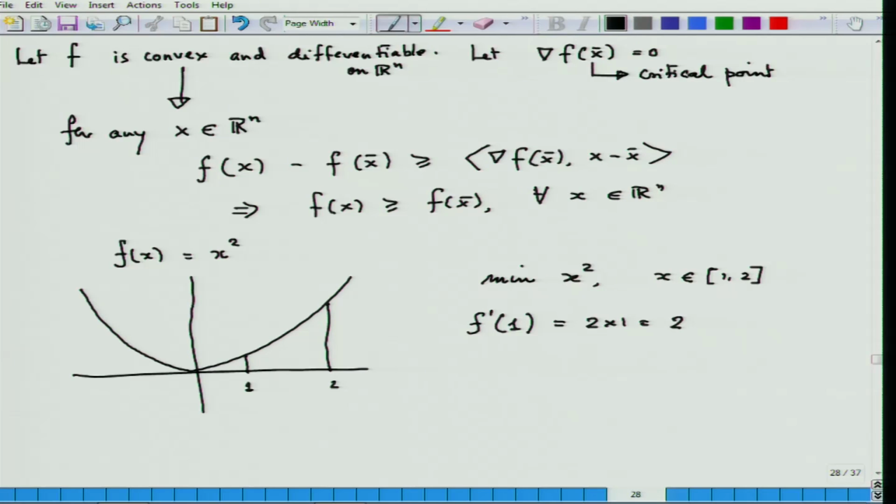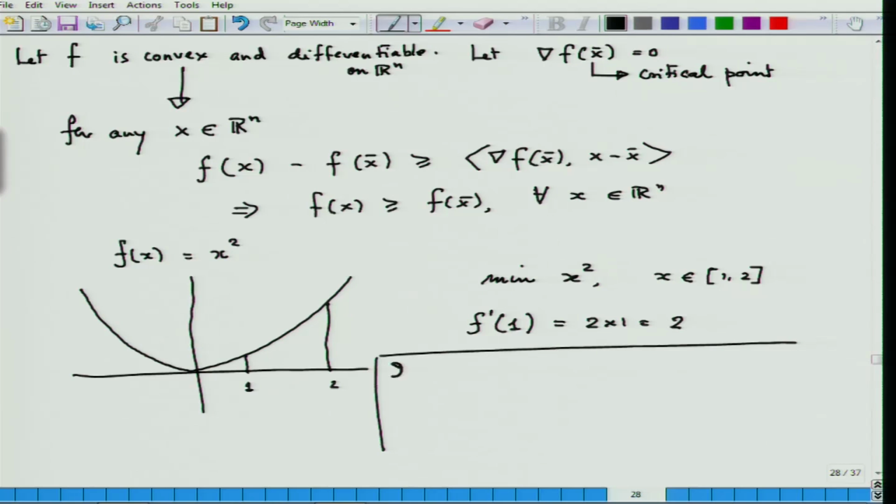So, if the problem is a constrained problem and has a constrained minimum, that constrained minimum need not be a critical point. If it is a critical point, fine, but it need not be, even for a very simple looking convex function whose graph is f x equal to x square. So, this fact is essentially a necessary and sufficient condition when we are considering an unconstrained convex problem.